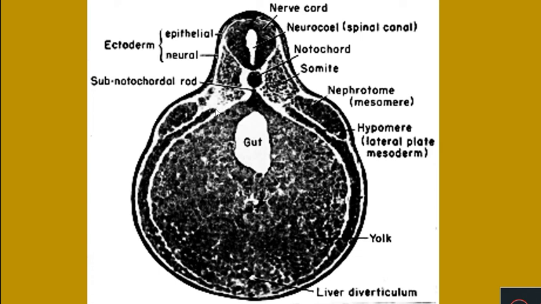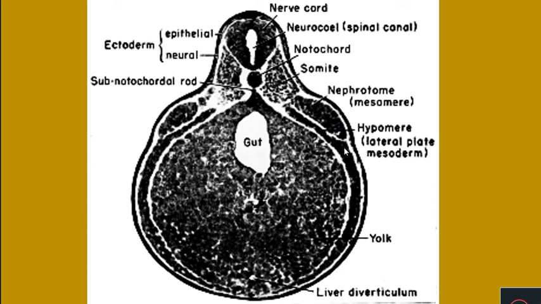The nephrotome lies on either side of the somite. So, this is the epimere. So, you can see the nephrotome lying on either side of the somite. This is the somite of this side. Here you can see the nephrotome. This is the somite of this side. Here you can see the nephrotome or the mesomere. And it is this nephrotome which will give rise to the excretory organ or the future kidney of the embryo.